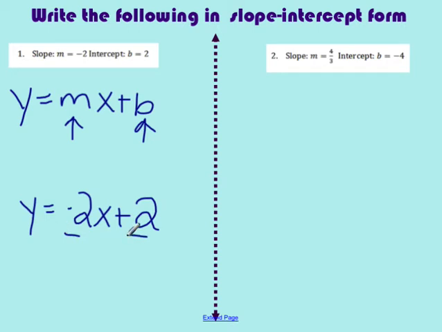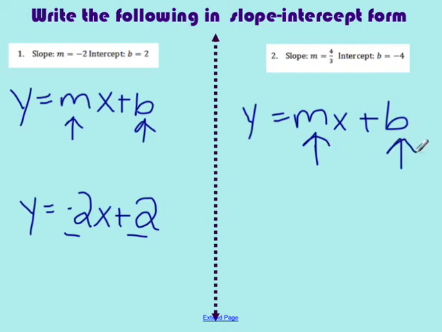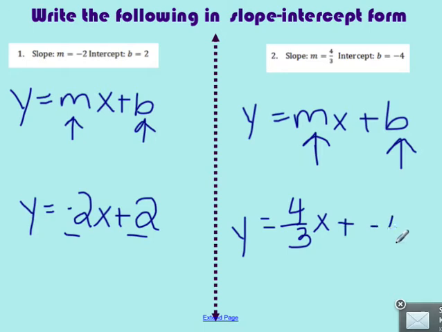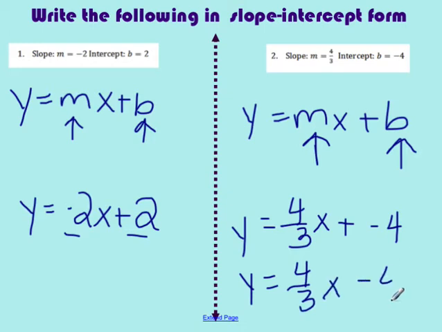Let's take a look at number 2. So again, we have y is equal to mx plus b. So I want to plug in 2/3 for m because that's my slope, and I want to plug in -4 for b. So I have y is equal to 2/3 x, and then you could do plus a negative 4, or you could write that as 2/3 x minus 4. Either way, those are both acceptable answers. They mean the same thing.